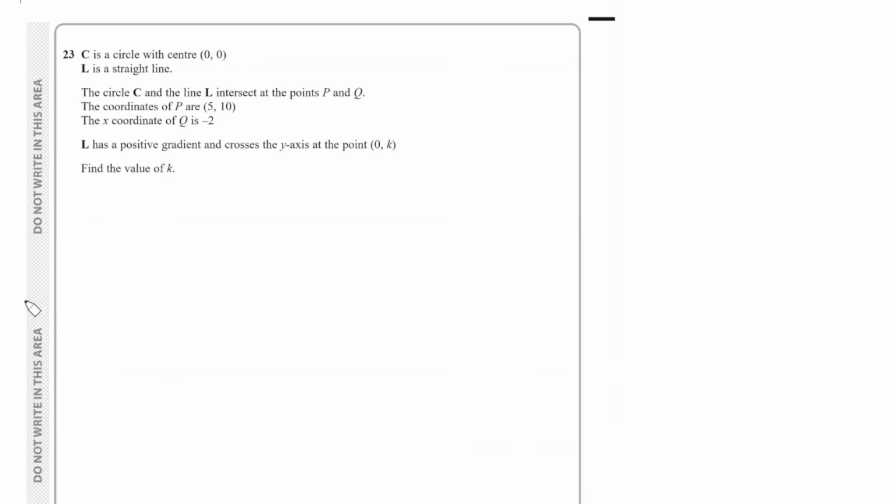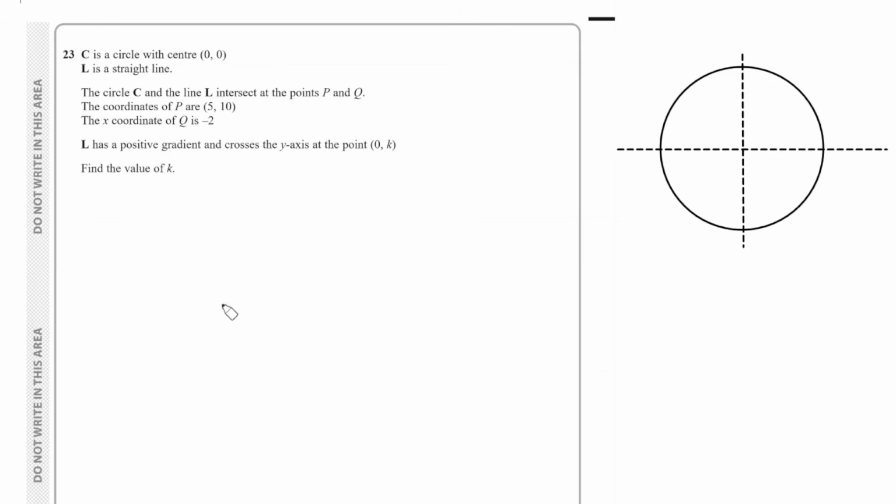Often I feel like I like to sketch it. We can try, we'll see how accurate we'll get. We can draw a little sketch here. So the circle has centre 0, 0. Let's say that's our circle. So then they've said the coordinates of P are 5, 10, so that must cross the circumference, right?